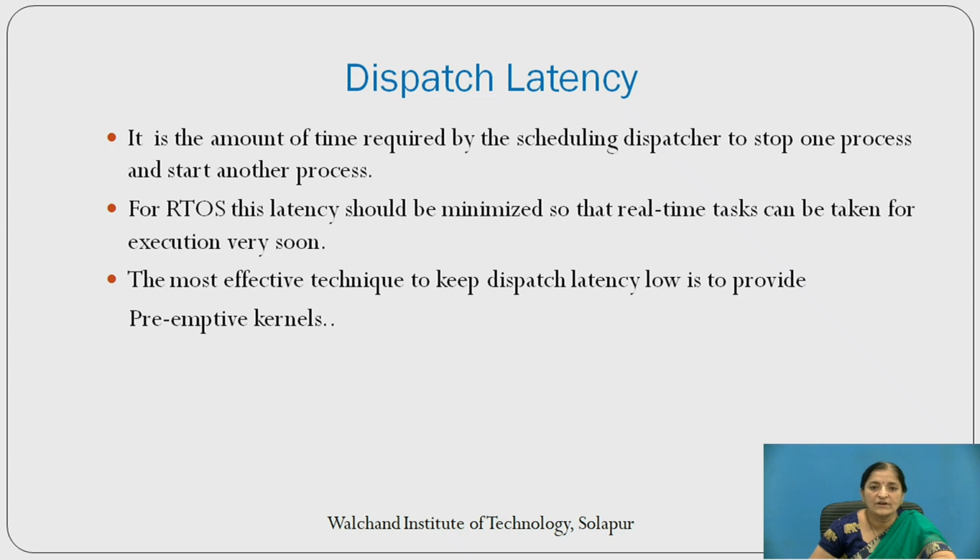Now let's see the second type of latency, that is dispatch latency. It is the amount of time required by the scheduling dispatcher to stop one process and start another process for execution. So for an RTOS, this latency should be minimized so that real-time tasks can be taken up for execution very soon. They need not wait for a longer time. The most effective technique to keep dispatch latency low is to provide preemptive kernels.